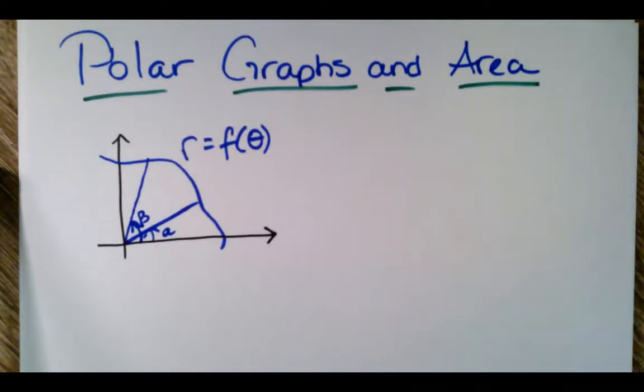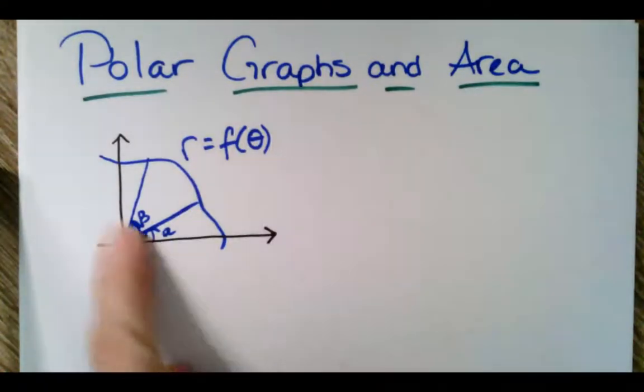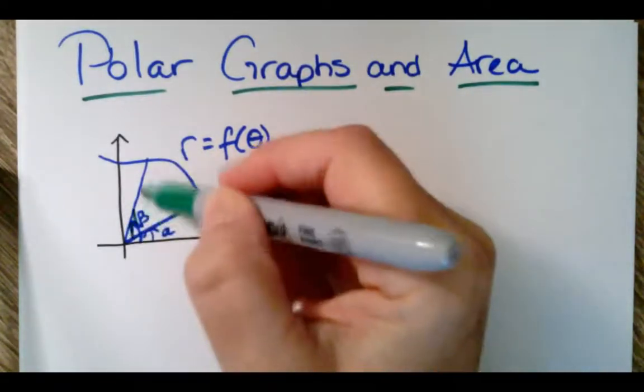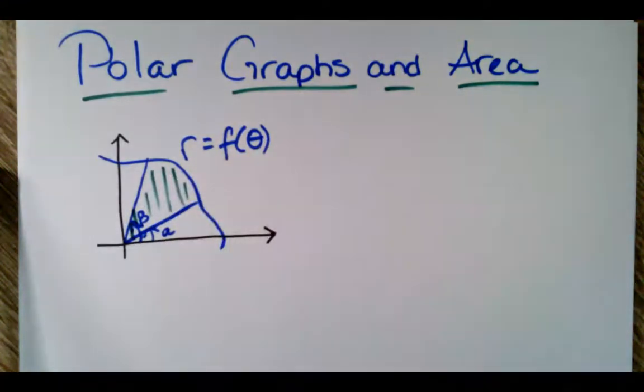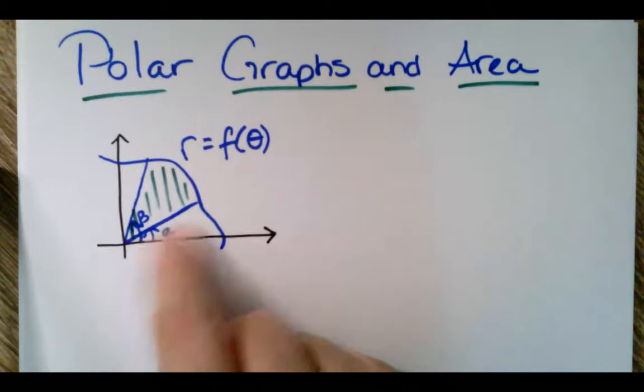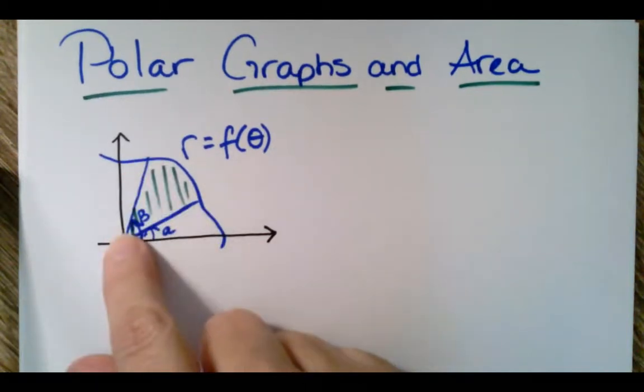So I want the area in between those angles. If you think about rectangular area, we usually find the area between two x values. Here we're finding the area between two theta values because theta is our independent variable. And so I'm looking for this area here. Now in rectangular coordinates, we talk about area between the curve and the x-axis. Obviously, that doesn't make sense here, but in polar graphs, we're going to find the area between the curve and the pole, starting at one angle theta and stopping at another angle theta.